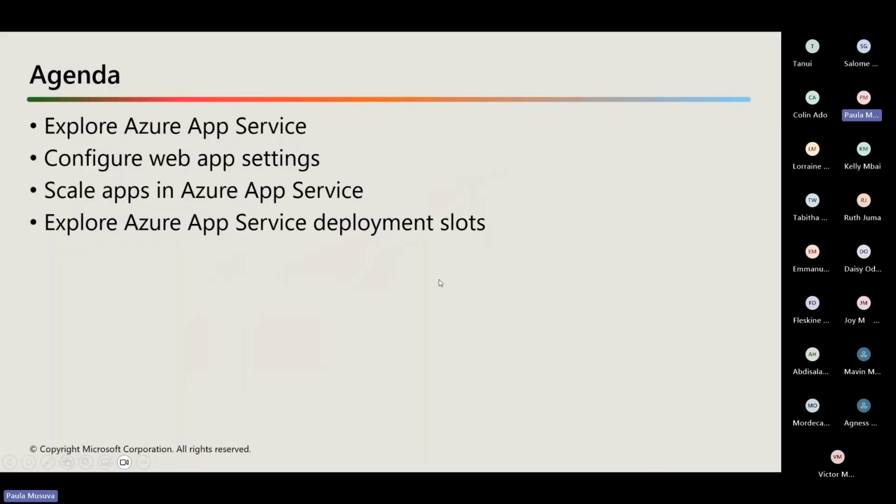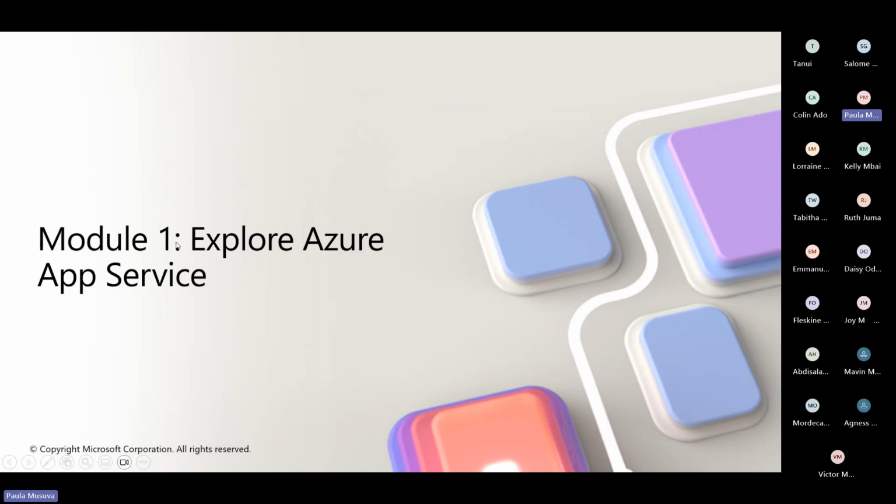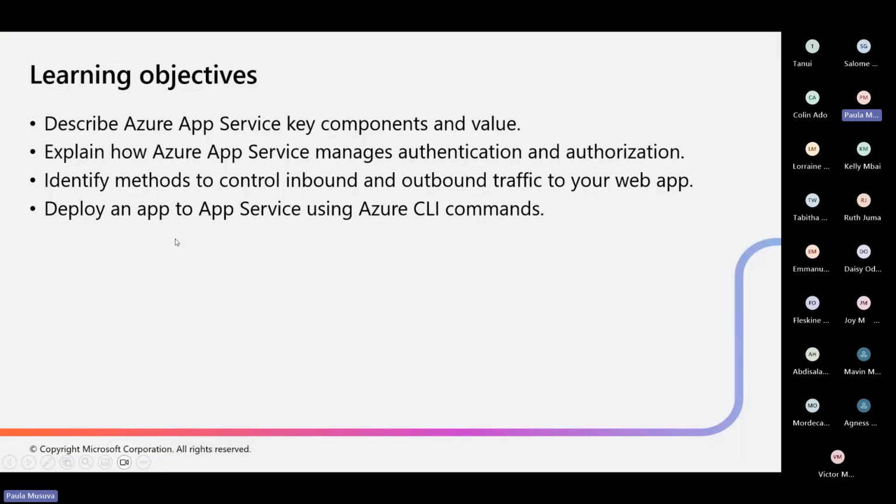So this one hopefully won't take us long. We'll cover understanding of the app service, we'll configure it, and we'll do this in a sandbox as we wait for the setup that we're expecting. Then we'll also discuss scaling of the apps and deployment slots. So let's first discuss what the app service is.